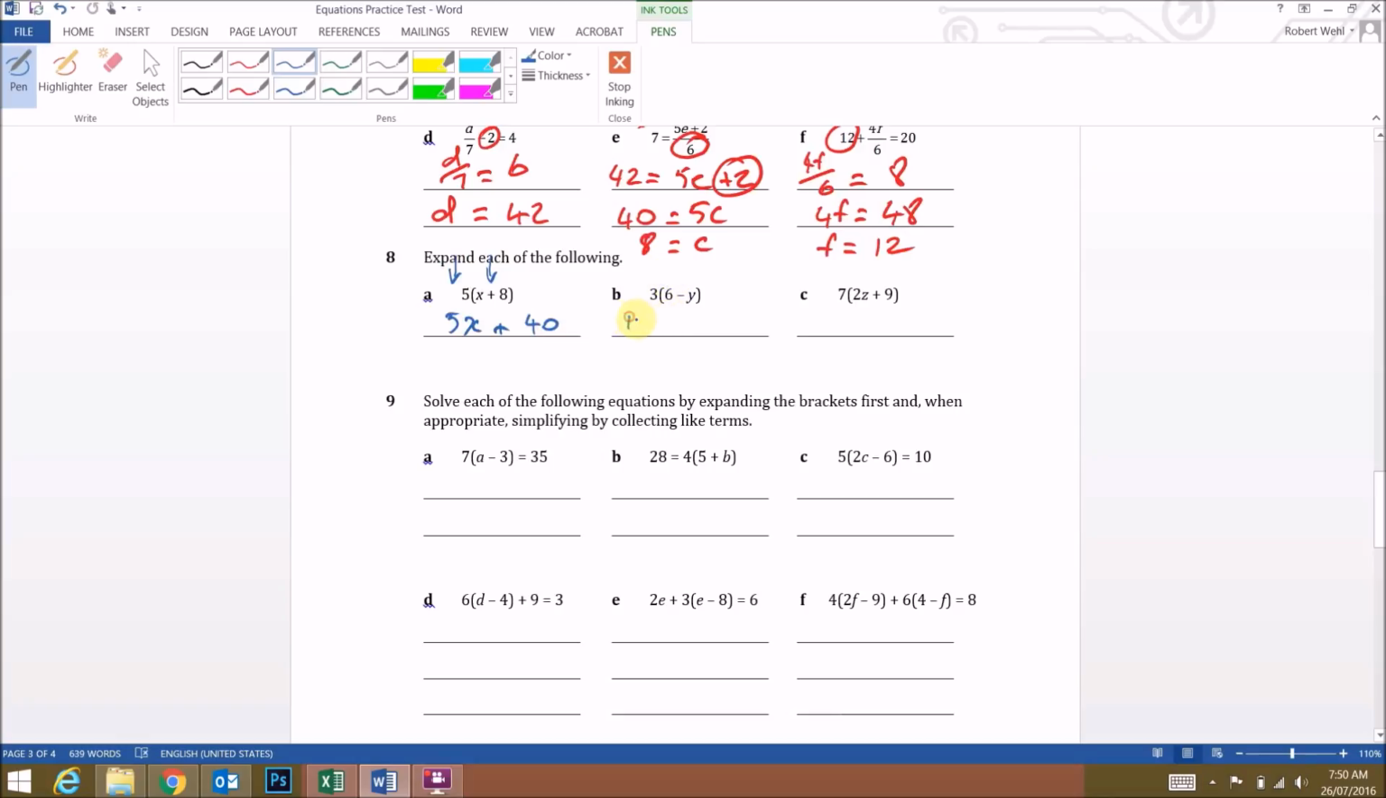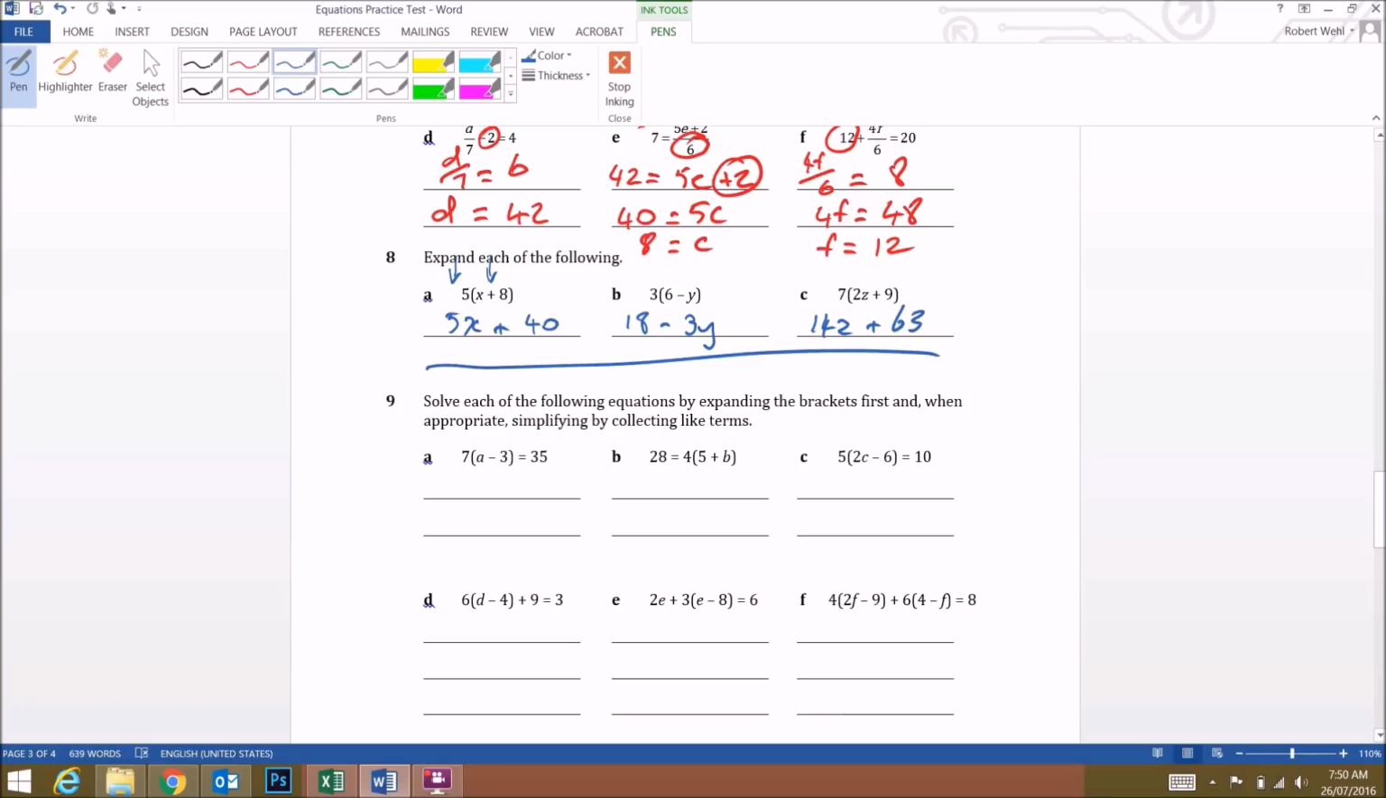Here, 3 times 6 is 18, take 3y. 7 times 2z is 14z. And 7 times 9 is 63. Okay, so that's that question.